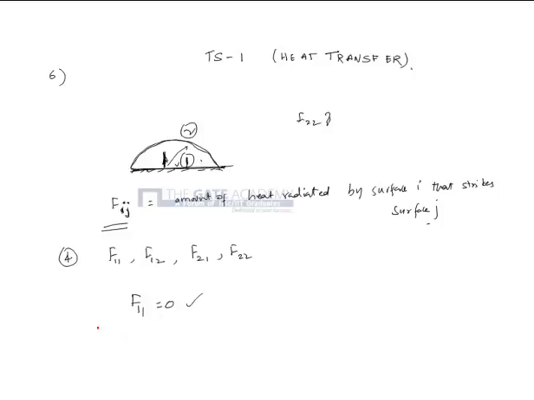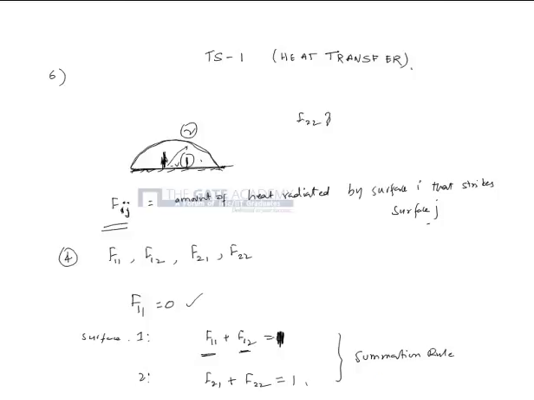And for surface 1 I can write the summation rule, which means F11 plus F12 is 1. Whatever heat is radiated by 1 can either strike 1 or strike 2. Because this is a fraction, the summation of the fractions is 1. Similarly for surface 2 I can write F21 plus F22 is 1. So this is the summation rule.